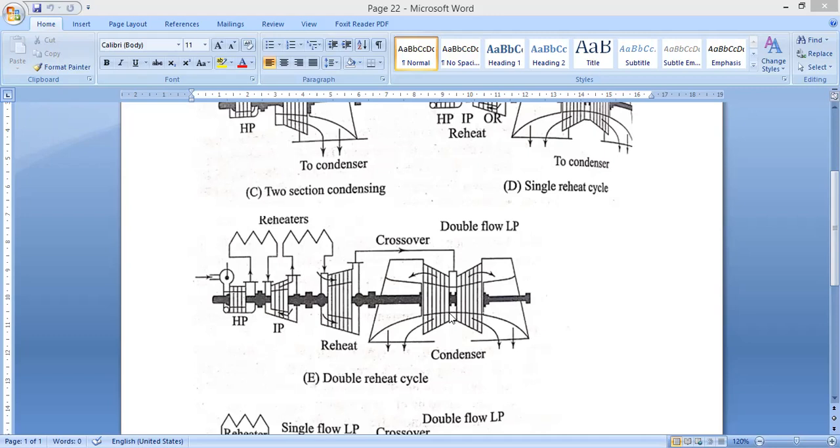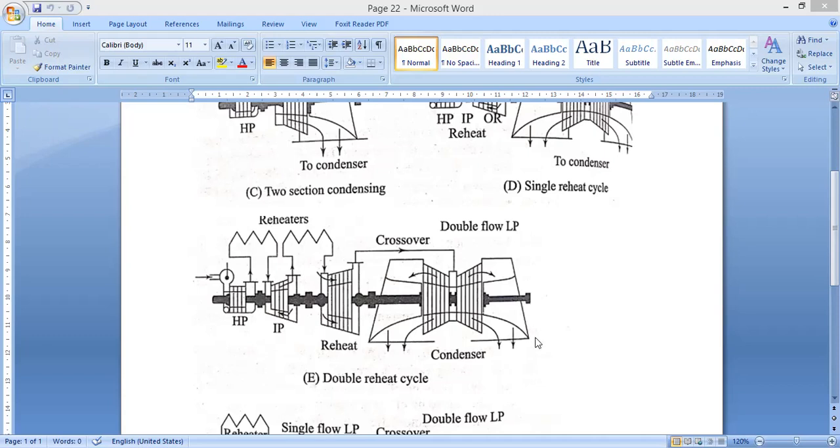Here, from the reheat section, it goes through the crossover to the low pressure turbine, where there are two turbines operating, and all these turbines are operating over a single shaft itself. Thus, we have a double flow. Here we may have a triple flow turbine, four flow turbine, a six flow turbine, an eight flow turbine.